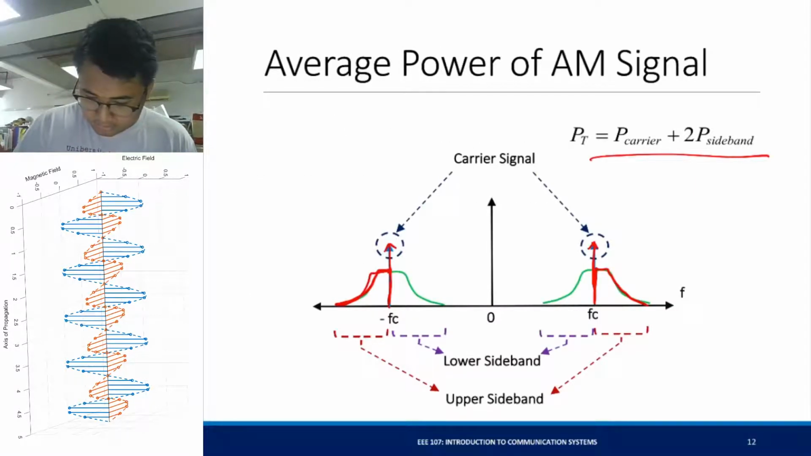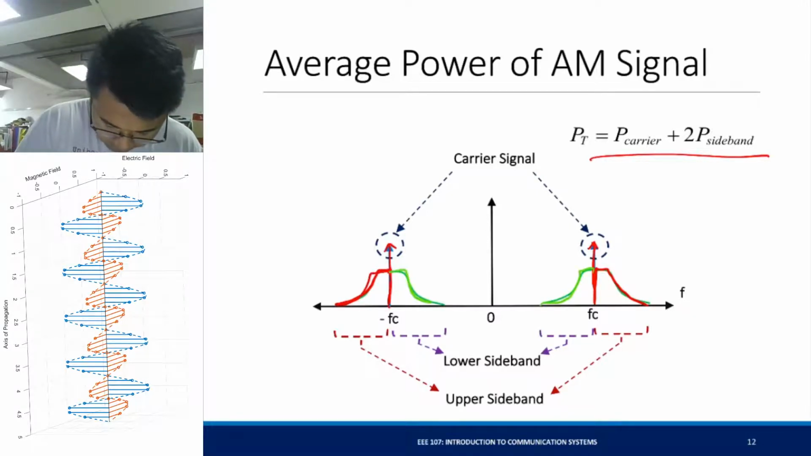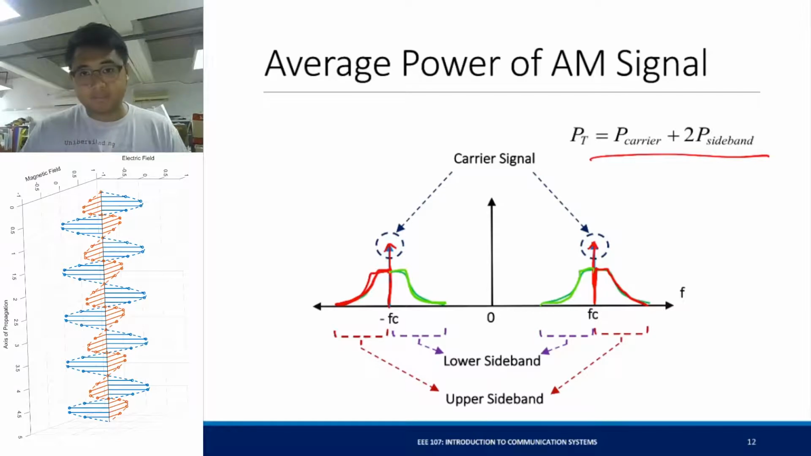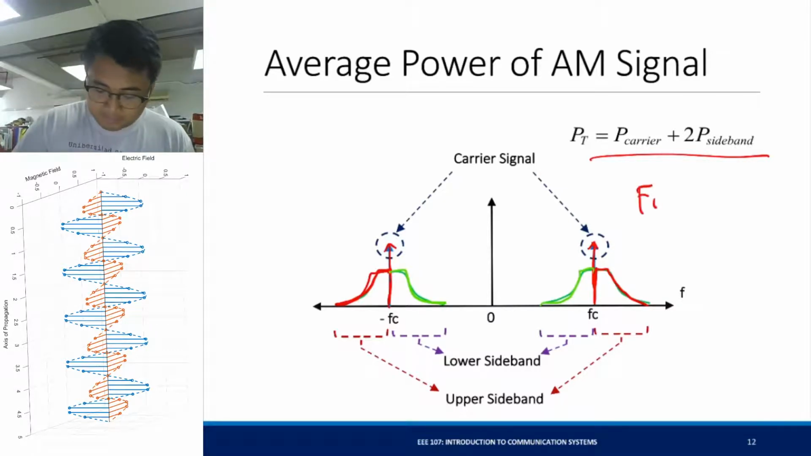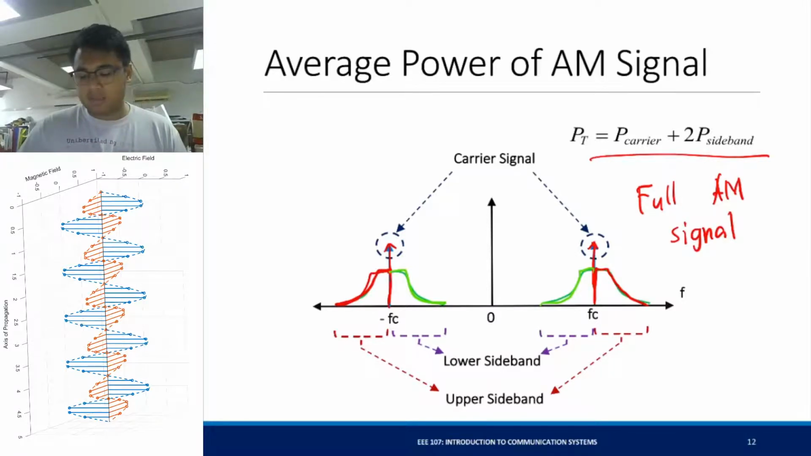And the lower half, outlined in green, that is your lower sideband. And these are the components of power of a full AM signal. So this is also called a full AM signal, or a full AM wave, because it's complete. You're complete with the lower sideband, the upper sideband, and the carrier.